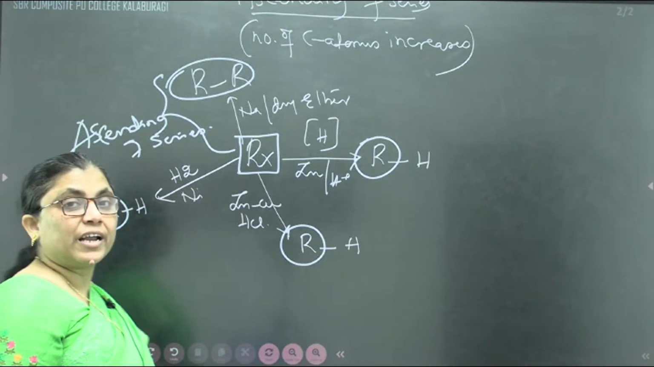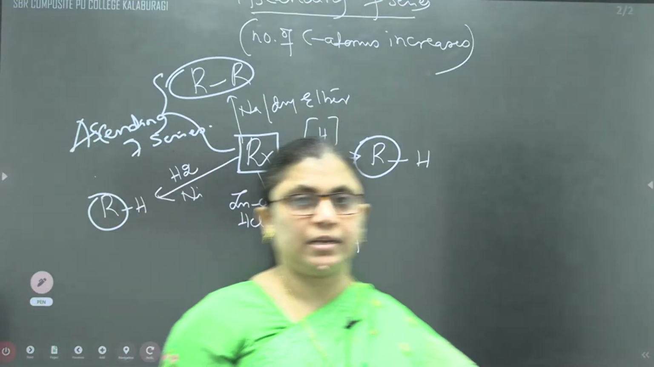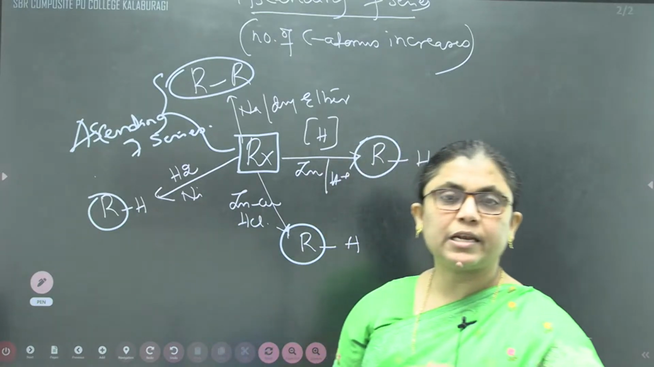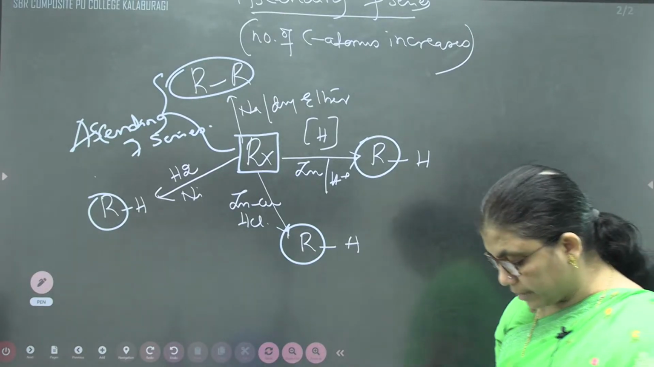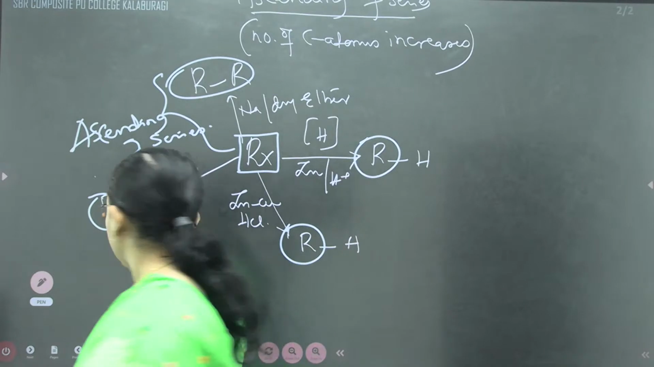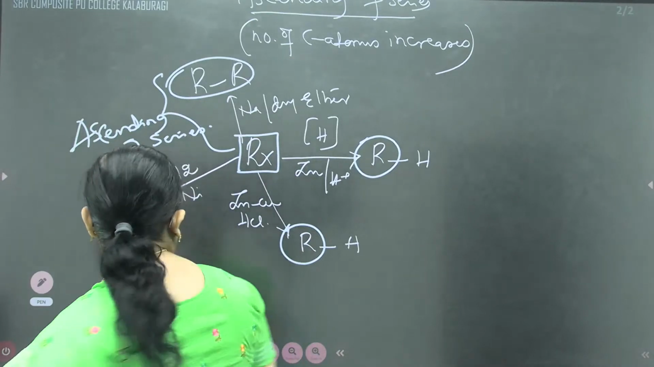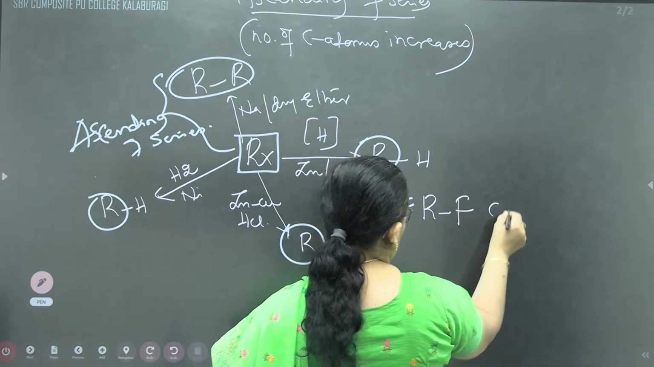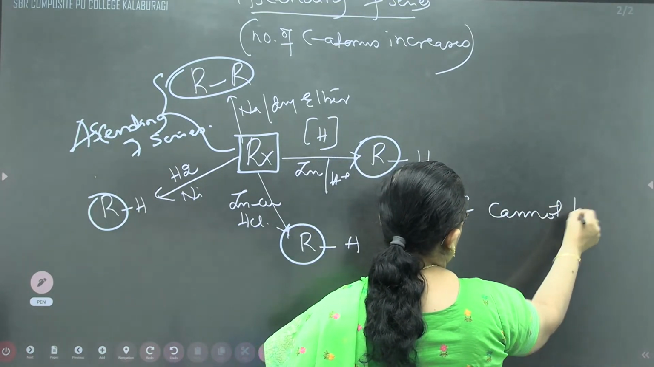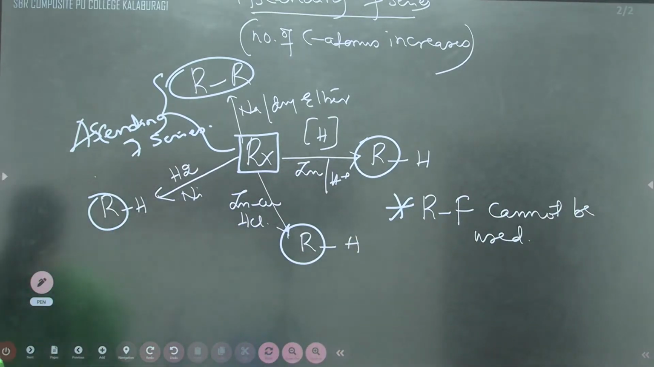This is all about the second method of preparation of hydrocarbons, that is alkane. The first method we have done from alkene and alkyne, and the second method is from alkyl halide. Here you need to make one more note that alkyl fluoride, RF, cannot be used, except under a very specific condition.